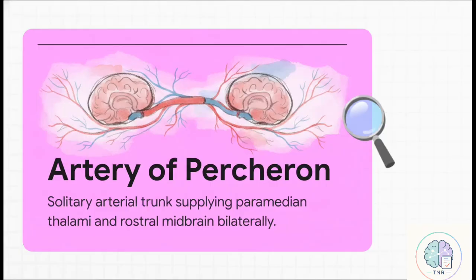Now, while we're on that P1 segment, we absolutely have to talk about the artery of Percheron. It's rare, sure, but it is a highly significant anatomical variant. Instead of your typical bilateral perforators, a single solitary arterial trunk arises from the proximal segment of just one PCA. But, and here's the kicker, it supplies the paramedian thalami and rostral midbrain on both sides. A single occlusion here causes a catastrophic bilateral stroke.